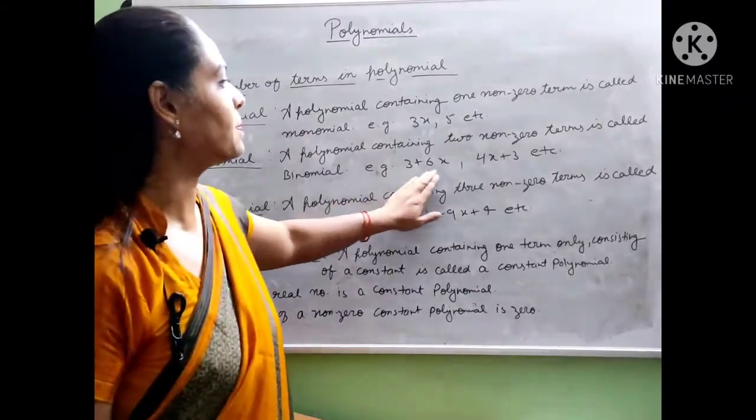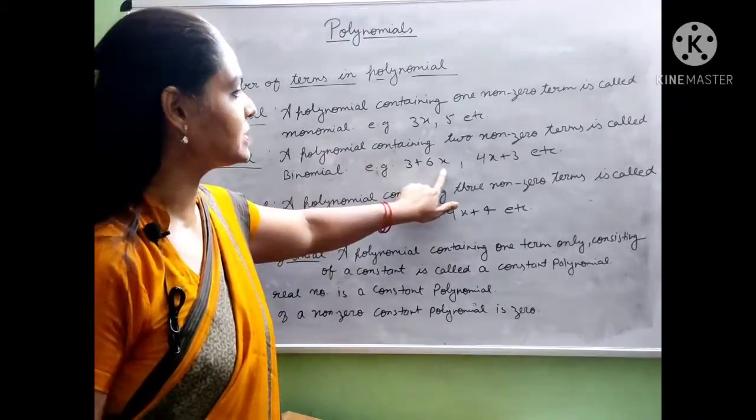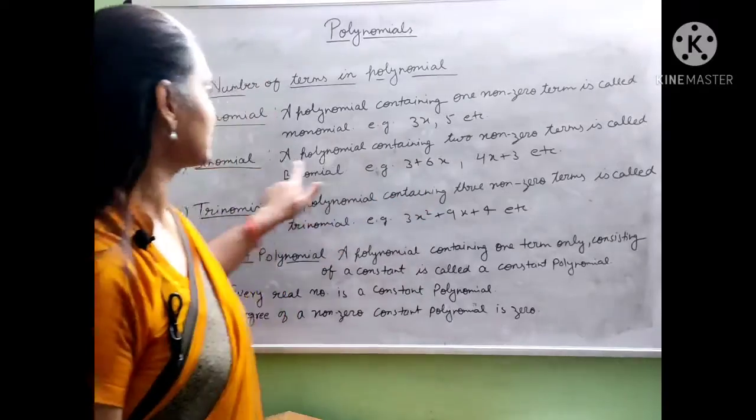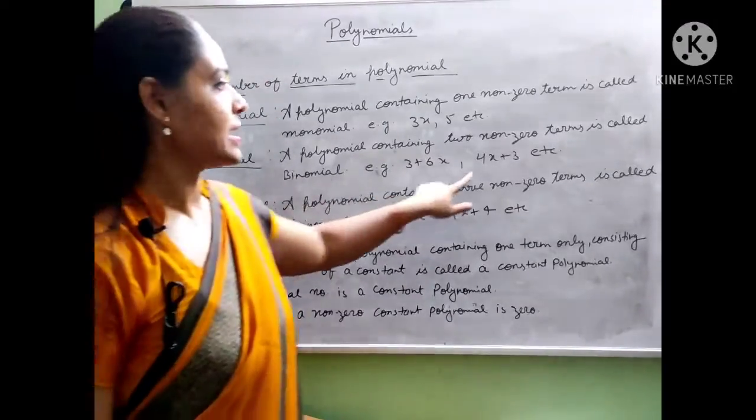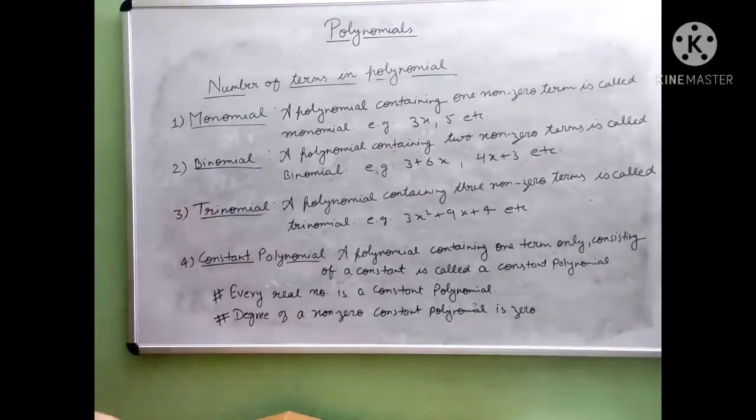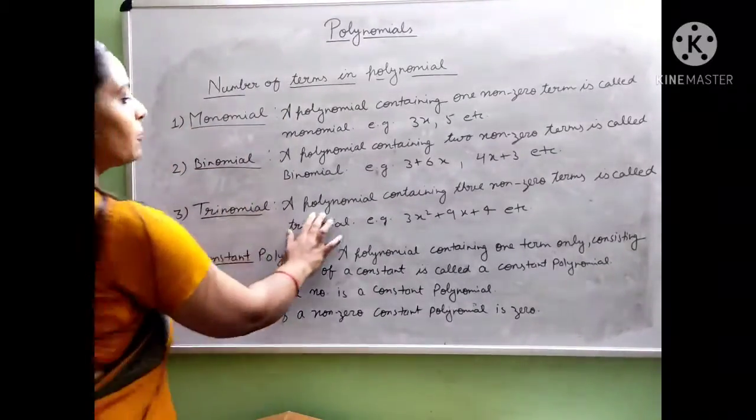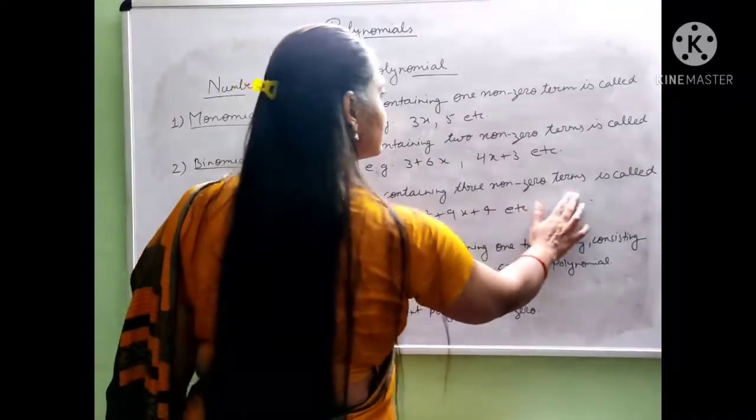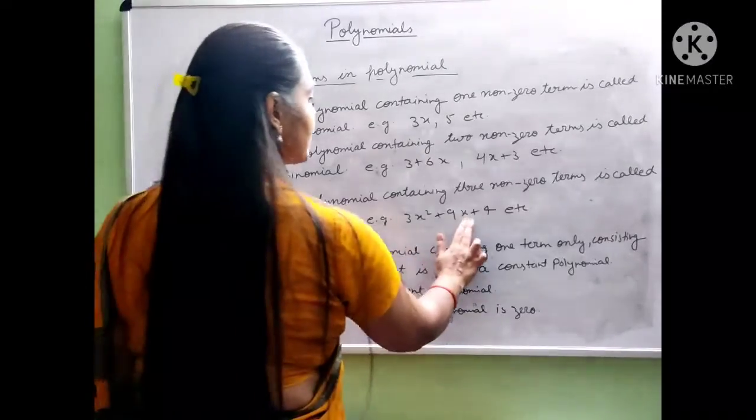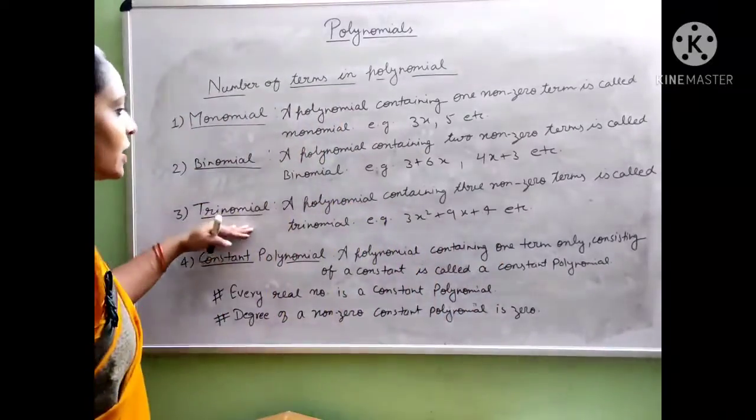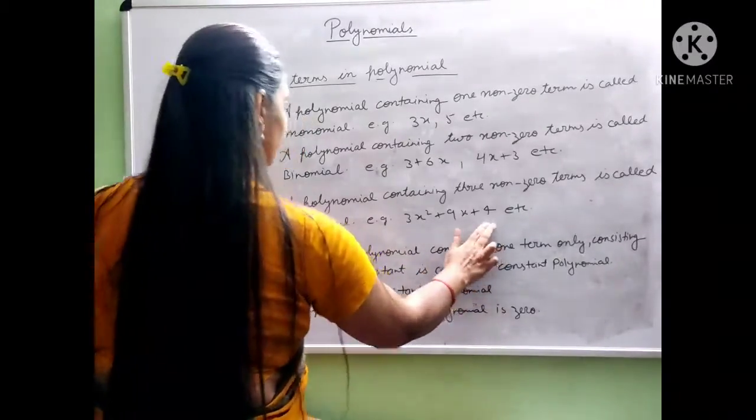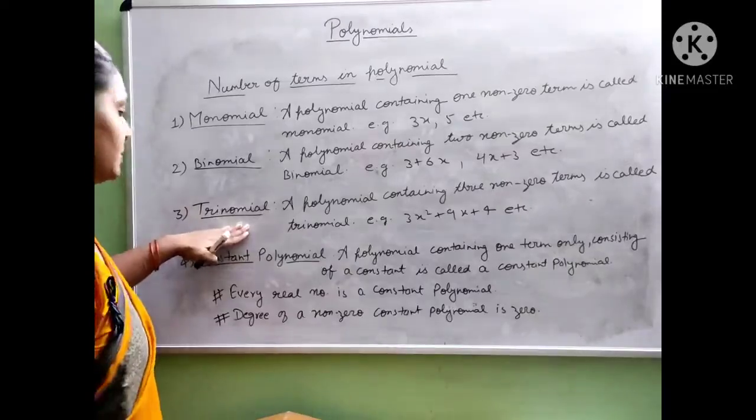That means a polynomial having two terms is called a binomial. For example, 3 plus 6x. There are two terms: one term is 6x and the other term is 3. That's why it is called a binomial. Next example is 4x plus 3, a binomial. Next is trinomial. A polynomial containing three non-zero terms is called a trinomial. For example, 3x square plus 9x plus 4. That means if a polynomial contains three terms, first term, second term and third term, it is called a trinomial.